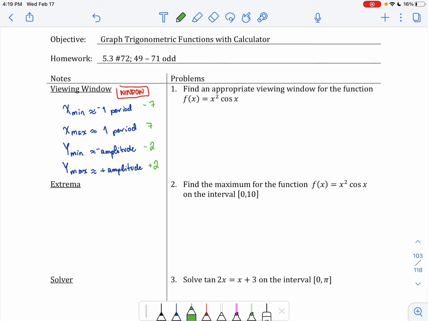So for number one, find an appropriate viewing window. Here we've got x squared times cosine of x. If we started with just these, that would be perfect for cosine, but we also have this x squared. So for my x components, these would be -2 pi, +2 pi, or in this case, -7, +7. These are x.